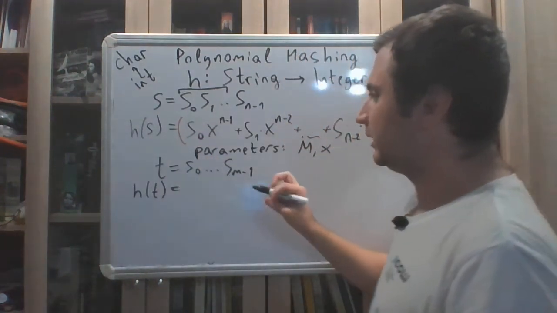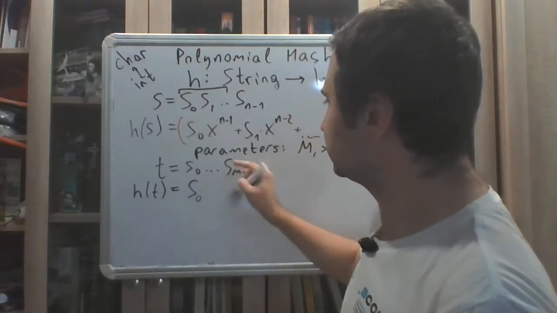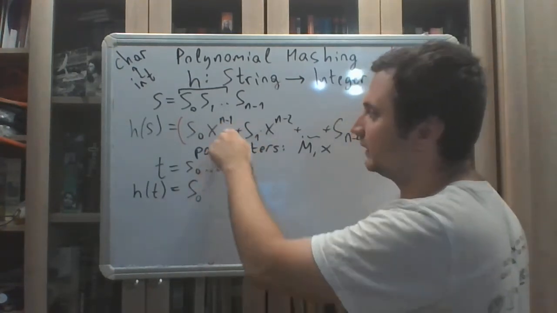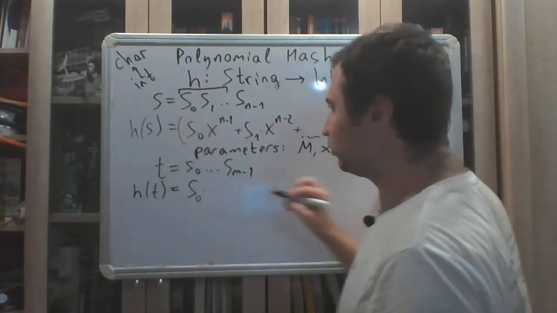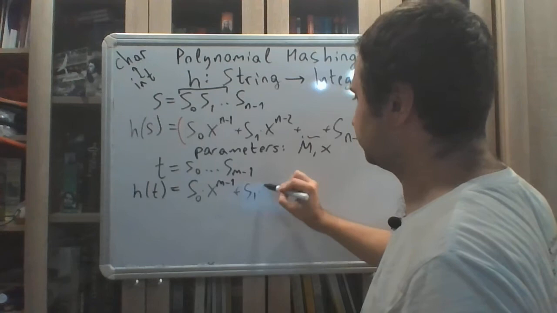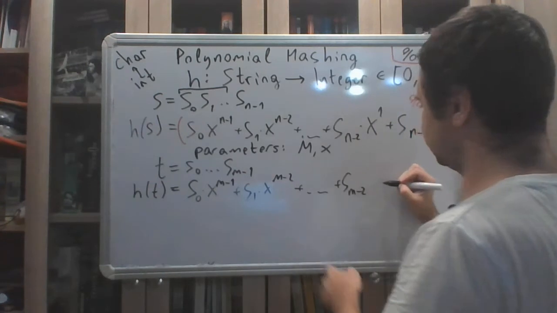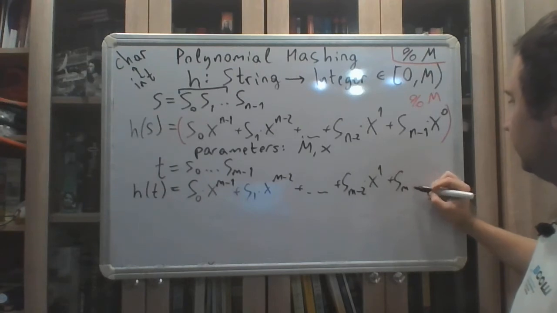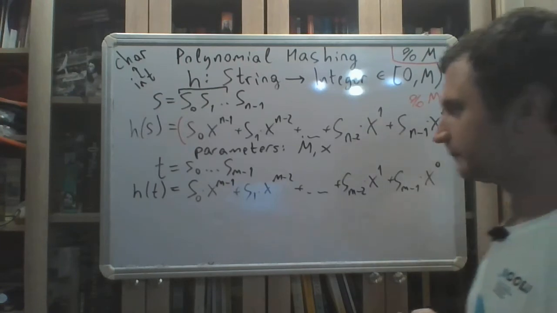Well, formally, let's see. s_0, the first letter, is multiplied now. So what is the power of x by which the leftmost letter is multiplied? It's the length of the string minus 1. So here we multiply by x to the power m minus 1. Here the next letter is multiplied by x to the power m minus 2, and so on. The m minus second character is multiplied by x to the power of 1, and the m minus first letter is multiplied by x to the power of 0.